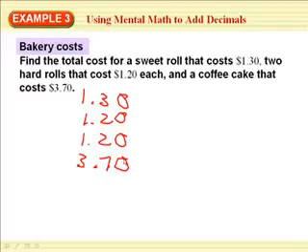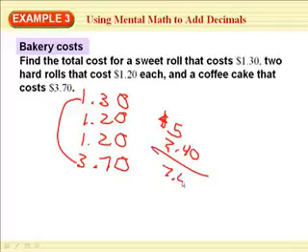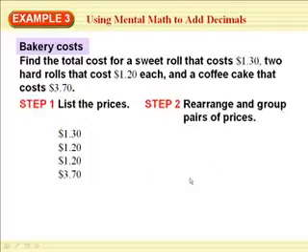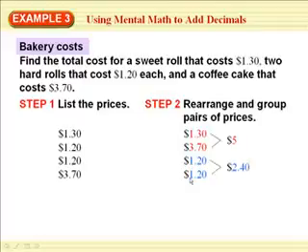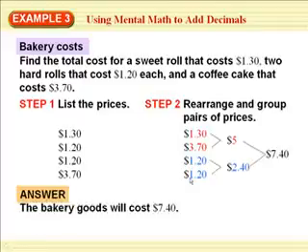Okay, so if you look at that, we start looking at some mental math. We can do lots of things. $3.70 and $1.30 makes $5 right away. That's $2.40. 5 plus $2.40 is $7.40. There's lots of ways you can add those together. Let's see how they did it. They listed the prices. They rearranged them. I just kind of put arrows. Oh, they did the same thing.